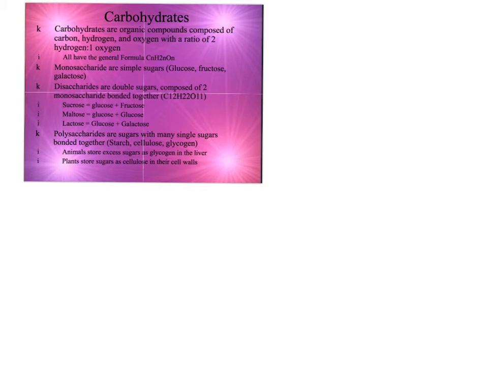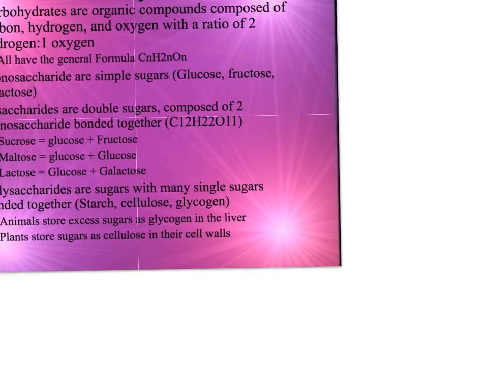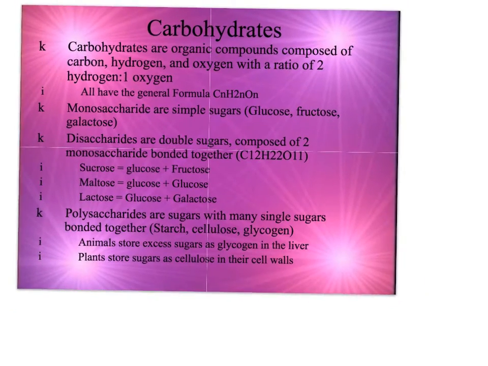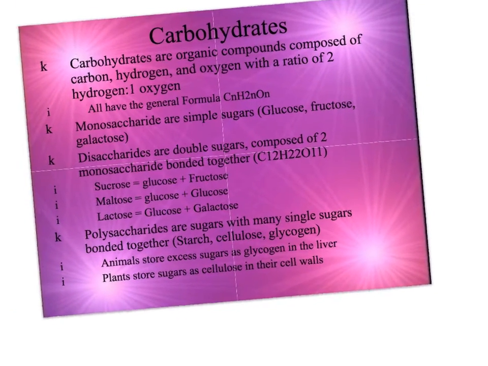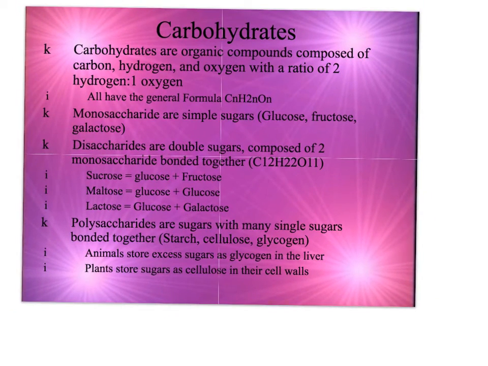We have different classifications of carbohydrates, the simplest being monosaccharides, also known as simple sugars. We have disaccharides that consist of two of the smaller units, the monosaccharides. And then we also have the polysaccharides, which are going to be these large molecules themselves.